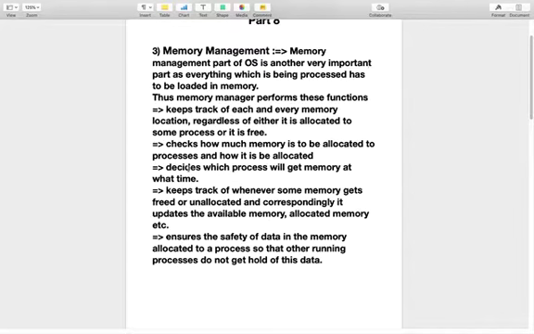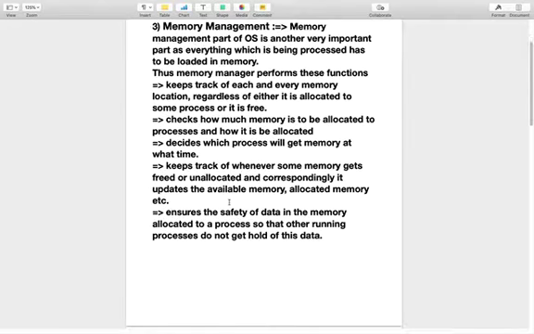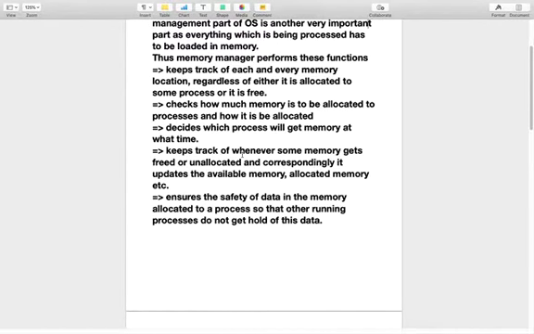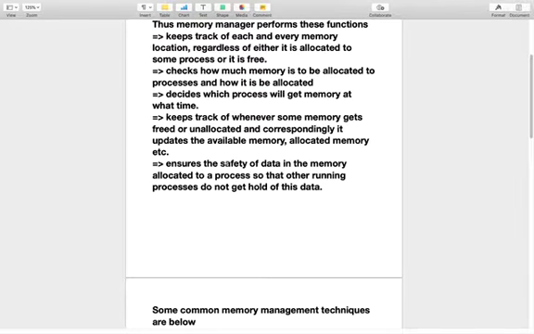Third, it decides which process will get memory at what time. Next, it keeps track of whenever some memory gets freed or unallocated, and correspondingly updates the available memory. So this unallocated or free memory can be allocated to other processes. This task is done by the memory manager.